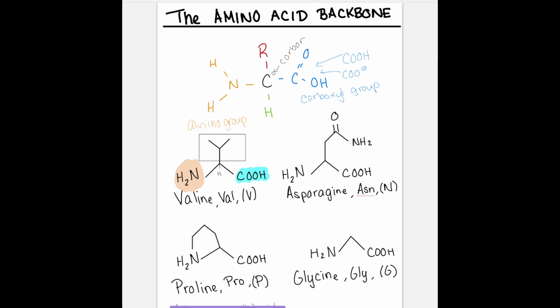And the thing that makes valine rather than any other amino acid is this R group. This carbon-hydrogen structure that we see is valine. All right, moving on to asparagine.